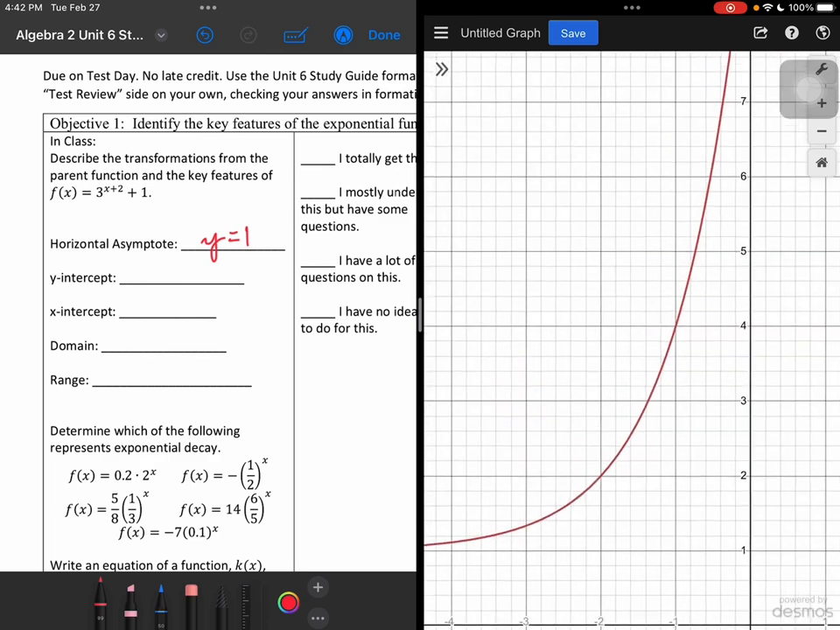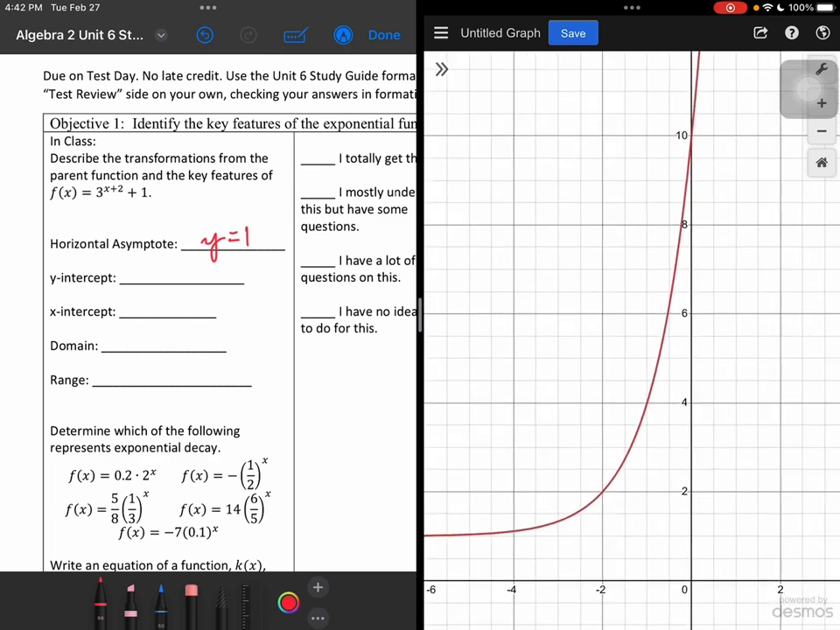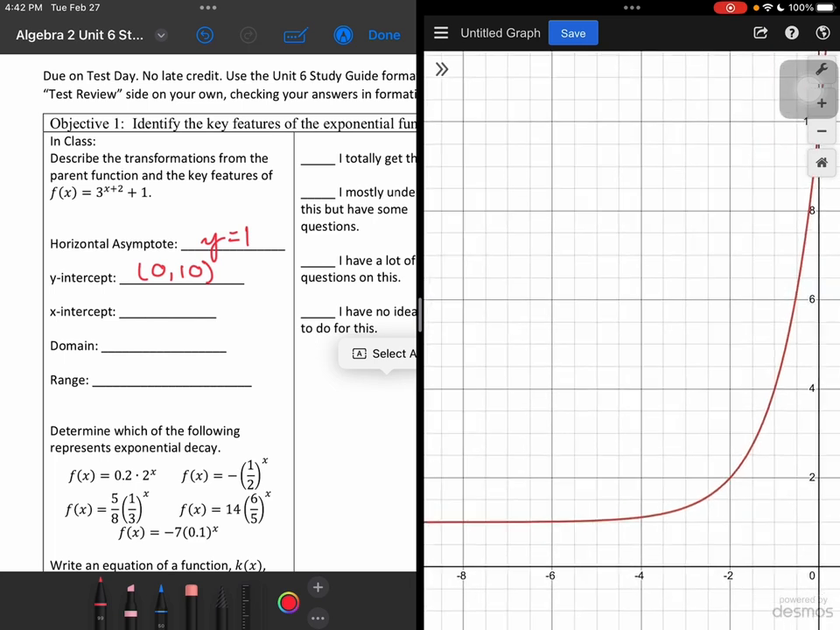And we do have a y-intercept, the place where it crosses the y-axis. It's at (0, 10). And then since our horizontal asymptote is above the x-axis, we actually don't have an x-intercept, so we would put none. It's really important that you put none instead of 0, because if you put 0, it's going to make me think that there's an x-intercept at 0.